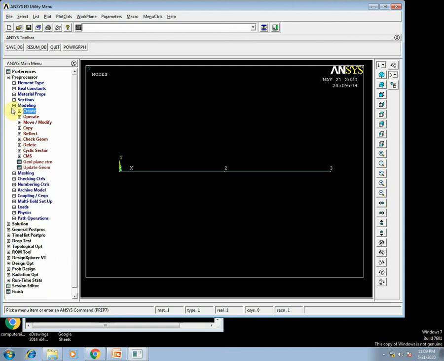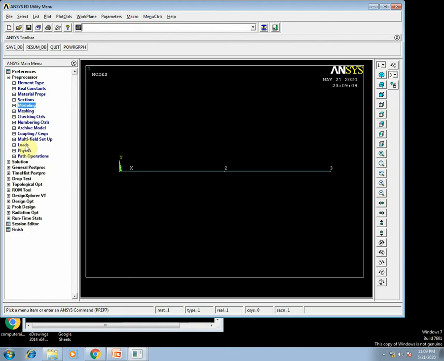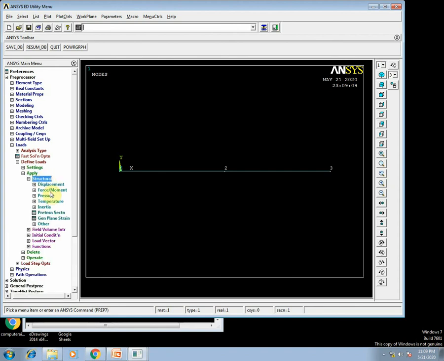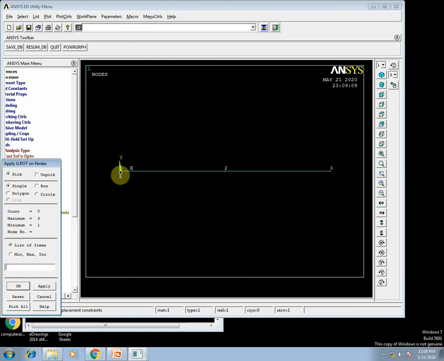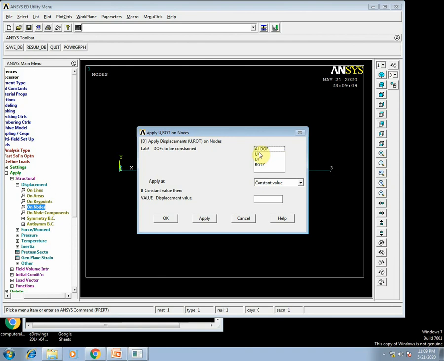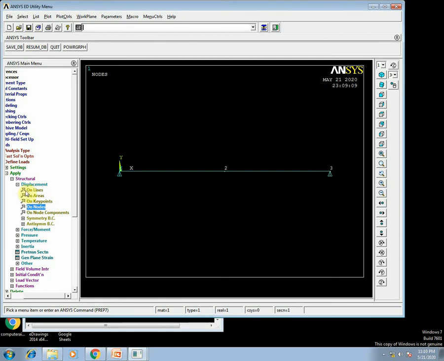I'm defining the boundary condition of the beam. On nodes, it's supported at A and C. In the UX direction, we have to constrain this direction, and in the y direction it is constrained as well. Okay, simply supported.